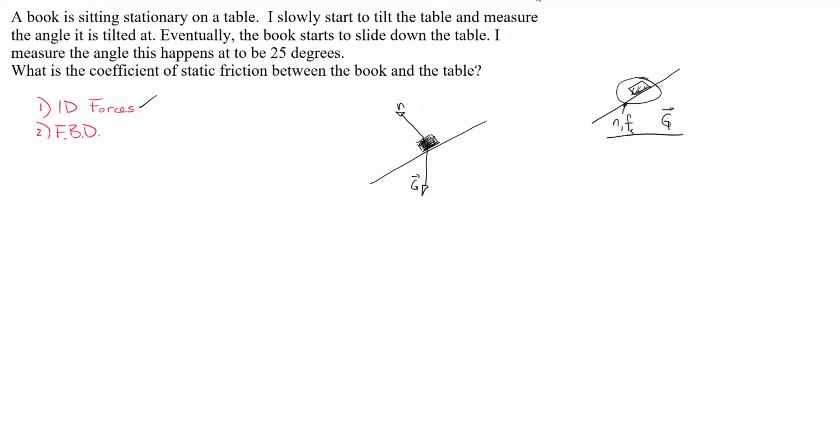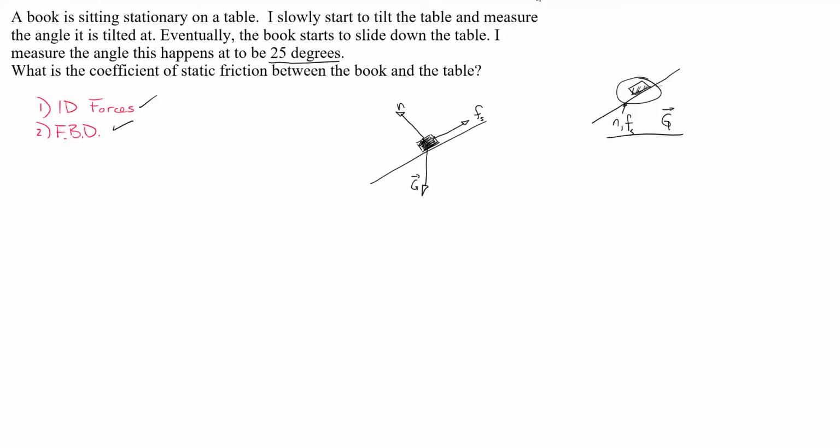You can think of it as this was the last angle where that book stayed still, right? Up to 25 degrees, that book stayed there. I go further, it starts to slide down. So that friction is going to be going up the ramp, preventing that book from sliding down and keeping it stationary. So now I've drawn my free body diagram.